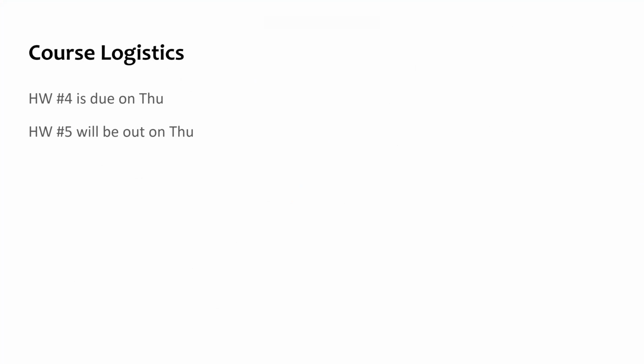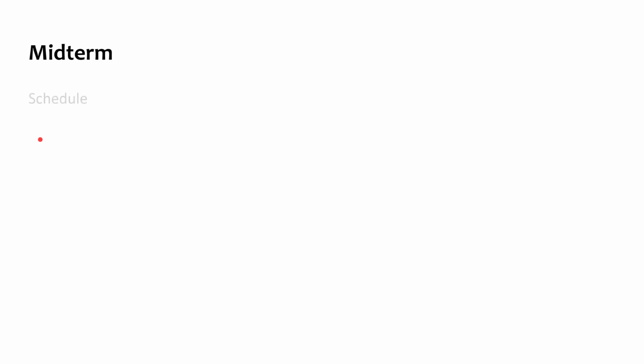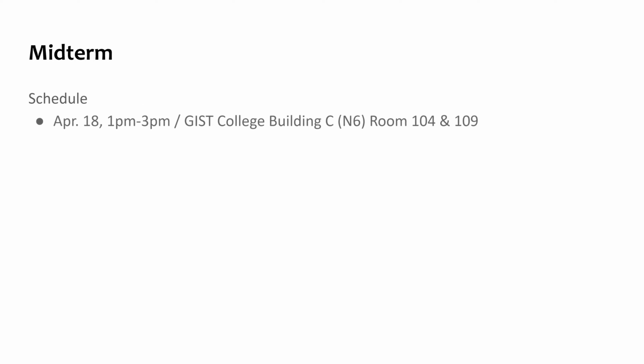Okay, let's move on. Homework 4 is due on Thursday, and homework 5 will be out on Thursday. Homework 5 is going to be the last homework before midterm. And regarding midterm, it is going to be on April 18th from 1 p.m. to 3 p.m. The exam rooms are going to be GIST College Building C. We have 2 rooms because we have so many students, room 104 and room 109. I'll let you know which room you need to go next week.